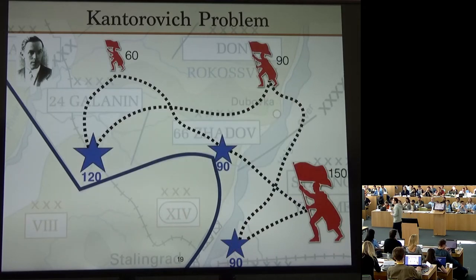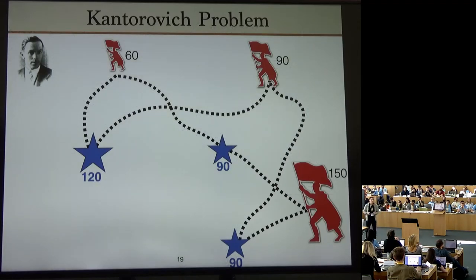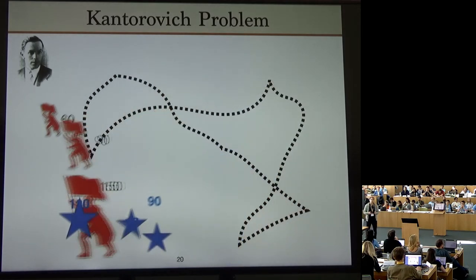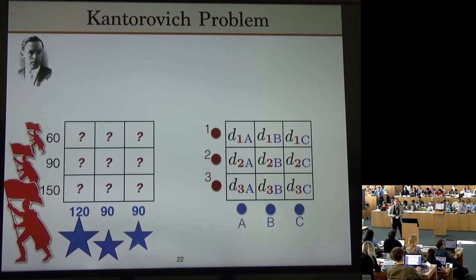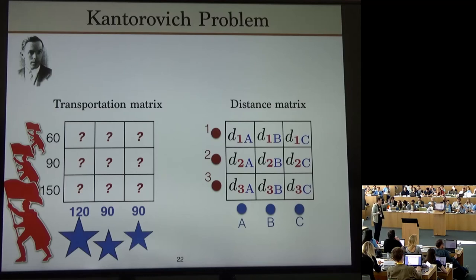So let's take a step back and think about the problem itself. What defines the problem? Well, the problem is first defined by what we will call marginals. Those are basically the quantities of those two histograms. So it's 60, 90, 150 on the one hand, 120, 90, and 90 on the other hand. And then there is a network, which we will summarize as just a matrix of pairwise distances. It's all the distances from each barrack to each front line that you want to bring the soldiers to. And so with these two things, you have already summarized the problem.